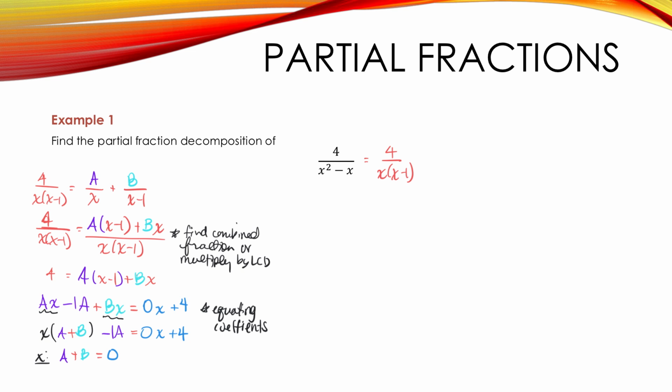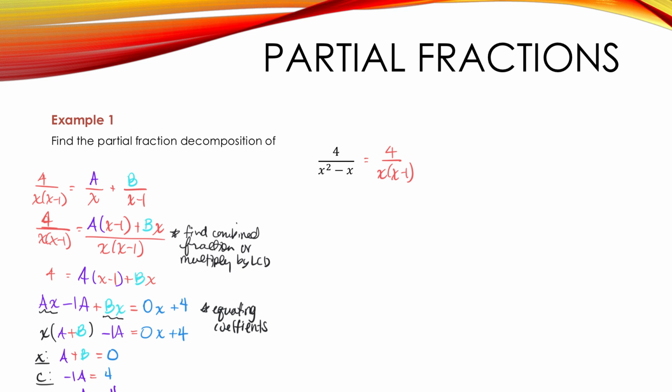And then we look at our constants, right? Our constant coefficients are just a negative 1a on the left. But on the right, it's equal to 4, which means I can solve for a right away. Because if I know negative 1 times a is 4, that makes a negative 4. So I can solve for a right away. A is now equal to negative 4.